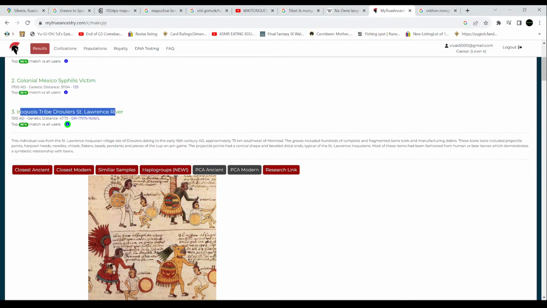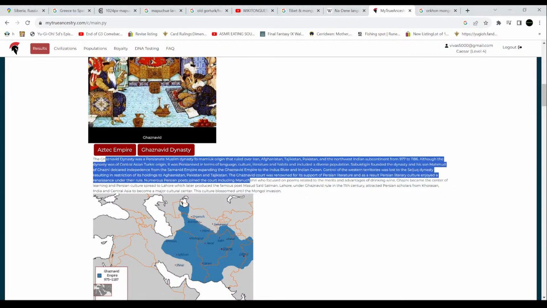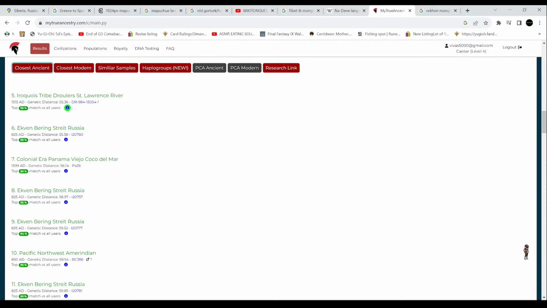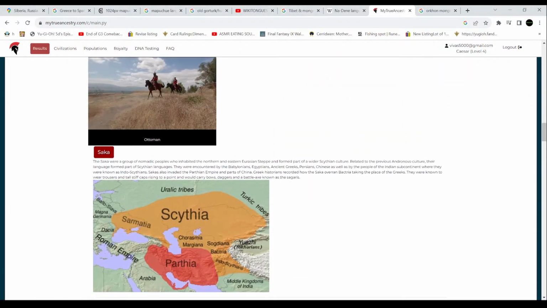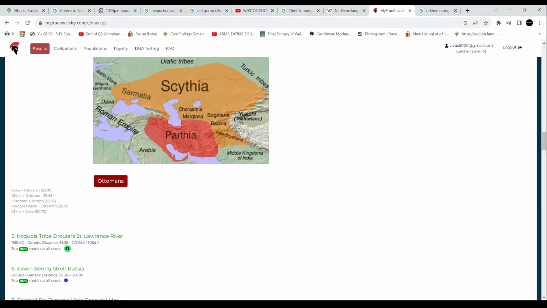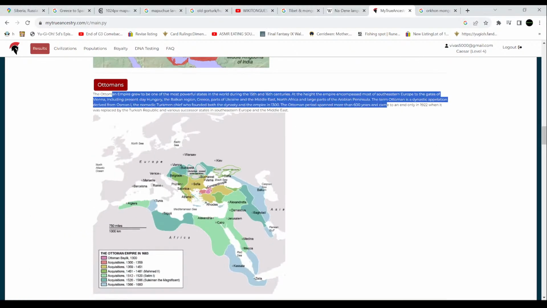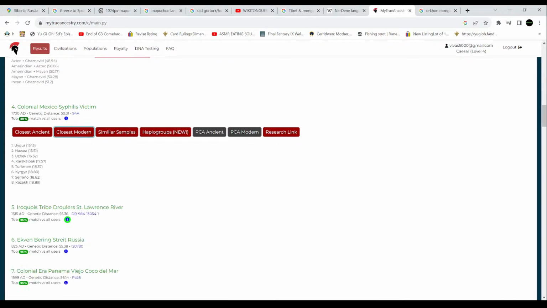Already notice even with this though, Iroquois tribe, St. Lawrence River. And notice how it says here the Ghaznavid dynasty was a Persianate Muslim dynasty of Central Asian Turkic origin. And then here, look. Saka, Ottomans, Mongol horde. Saka were a group of nomadic people who inhabited the northeastern Eurasian steppe. The Ottomans, I think, were connected to the Göktürks, yeah. You see here, Turkmen, Uyghur, Uzbek, Kazakh.